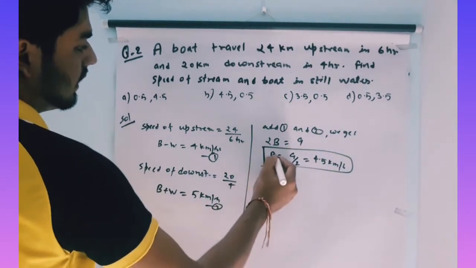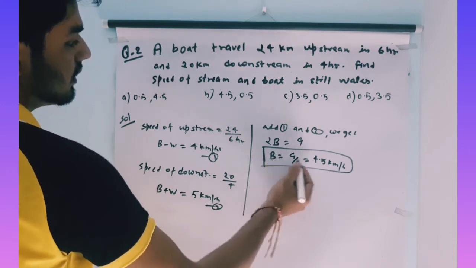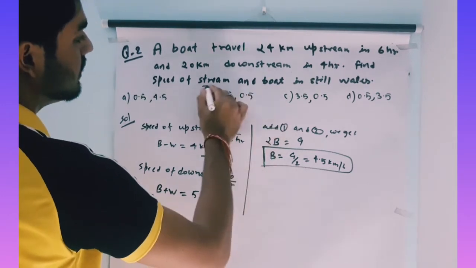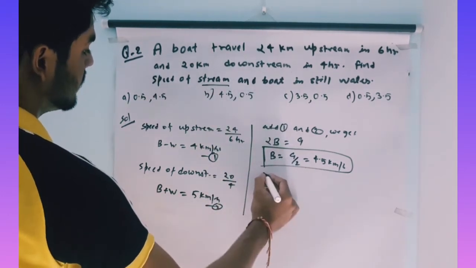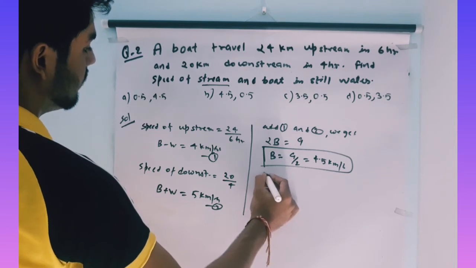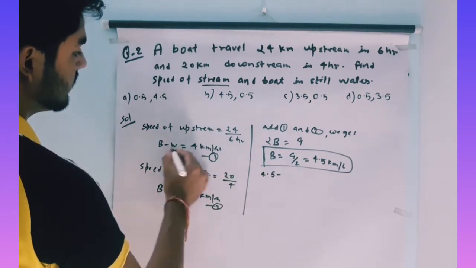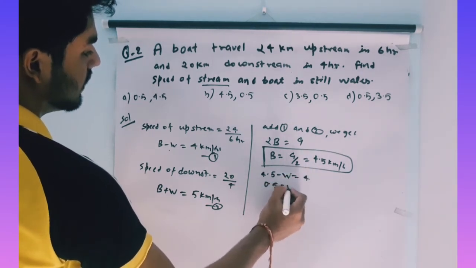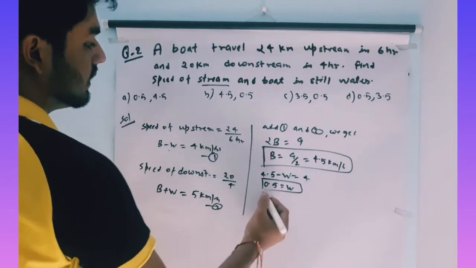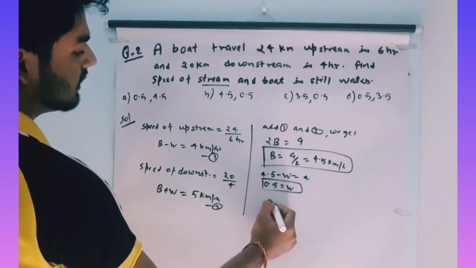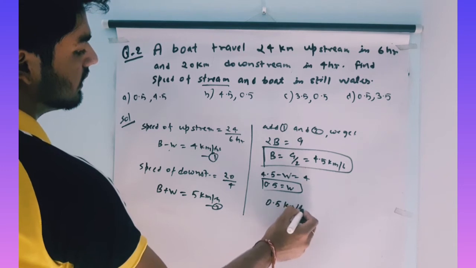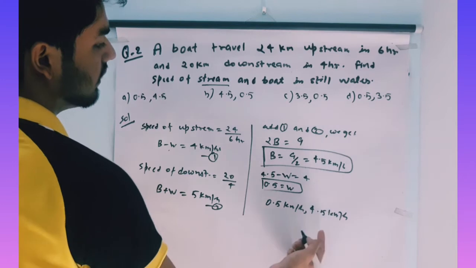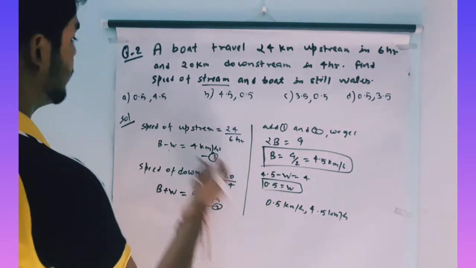Now we have the boat speed is 4.5 km per hour. Now we have to calculate the speed of stream, which is w. So putting b equal to 4.5 in 1, we get 4.5 minus w is equal to 4. So 0.5 is equal to w. So speed is 0.5 km per hour for stream and 4.5 km per hour for boat, which is our option A.